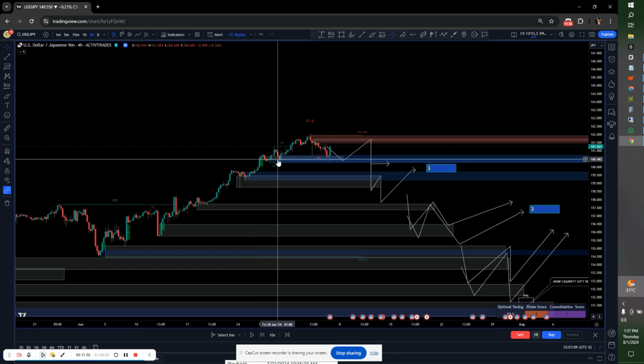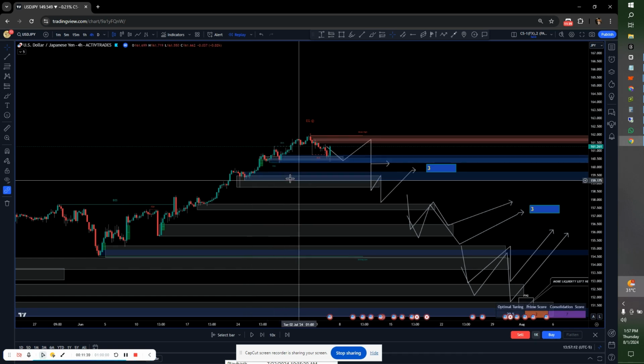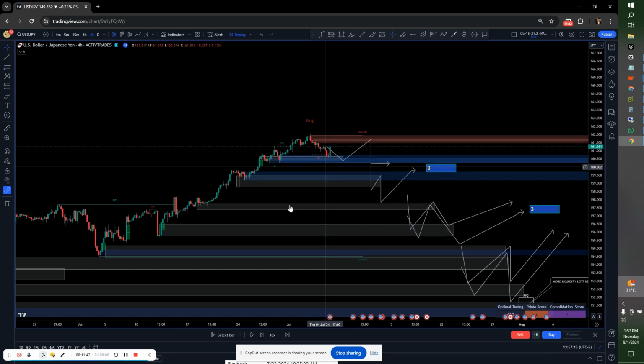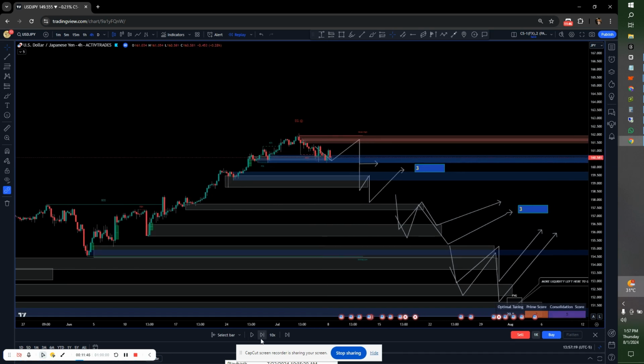So you see that I've drawn an order block here, and you see the price comes down here, crosses it down, and you see it going up. So it's 2 crosses.